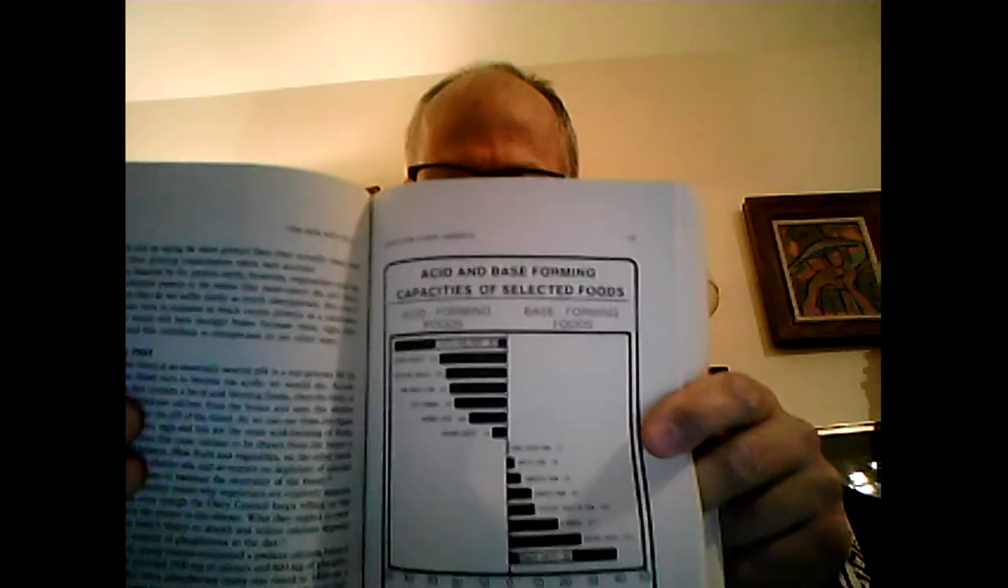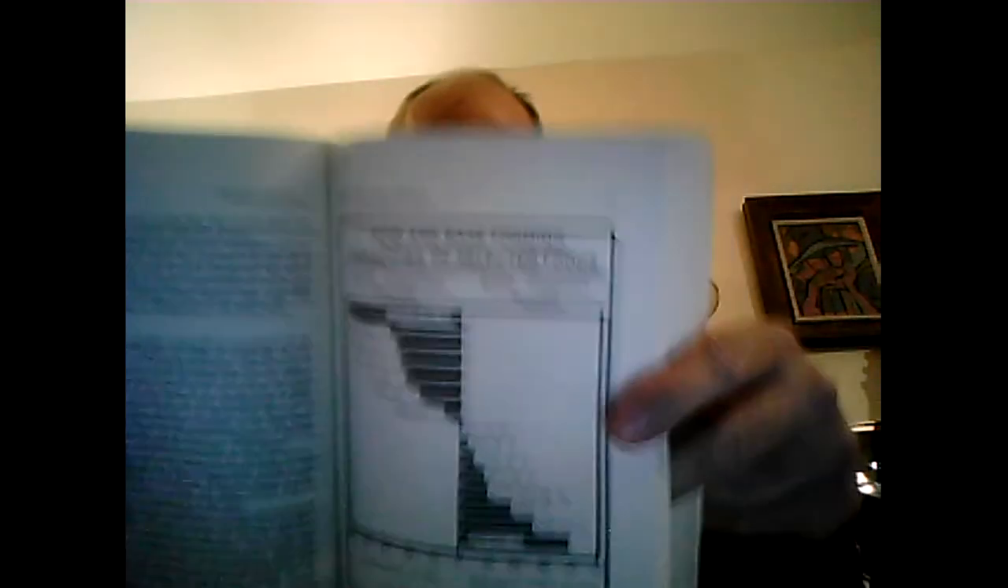But before I get to the fat, check out this graph. This is acid and base forming capacities of selected foods. So these are various foods, and upon digestion, they have either an acid or a basic consequence in your body's biochemistry. Here on this side is acid forming foods, and then on this side is basic foods. And guess what they are?